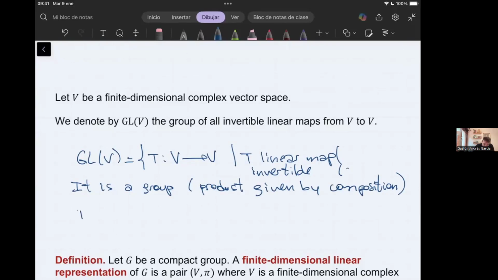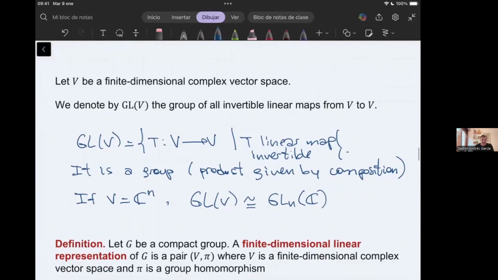So, for example, if we take V to be the vector space C to the n, then actually, for any finite dimensional vector space like this, GL(V) is isomorphic to the group of invertible matrices over C.